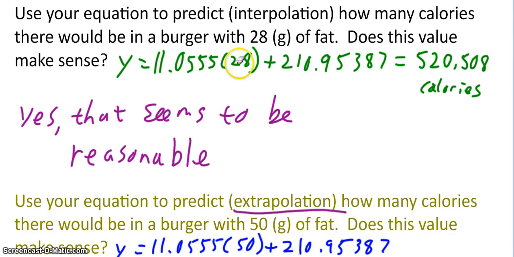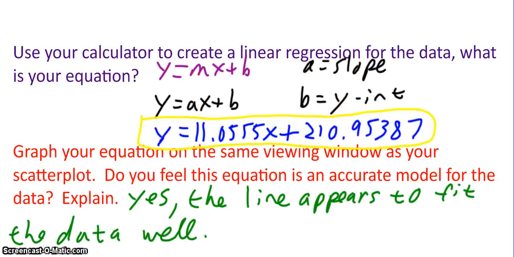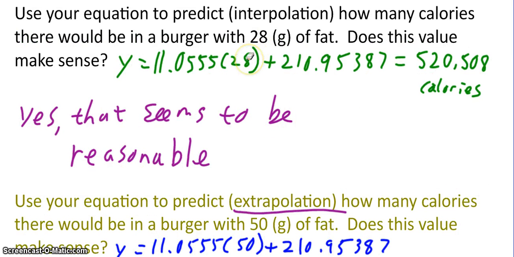Okay, for the first one, if we plug in 28 for x into our equation, we get 520.508 calories. Does this make sense? Yeah, it seems to be a reasonable number. Since we said earlier on that we think our model is a good fit, then yes, the line appears to fit the data well, so that should make sense because 28 is within the interval of our data.